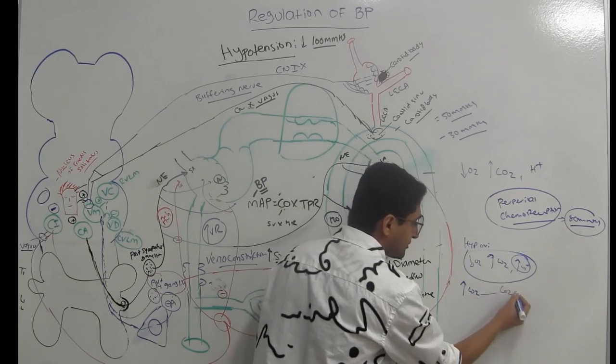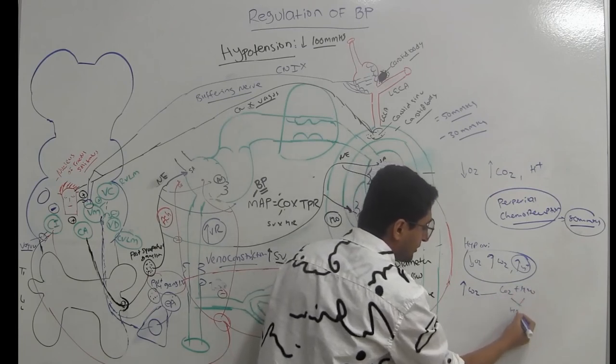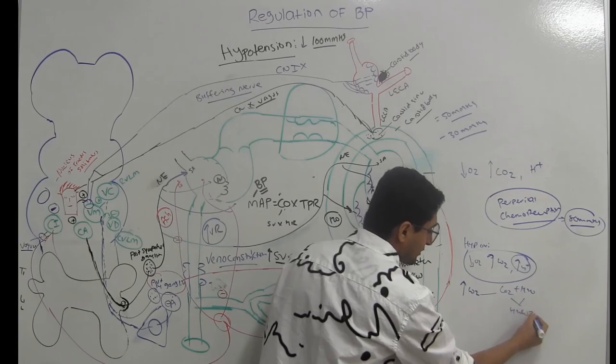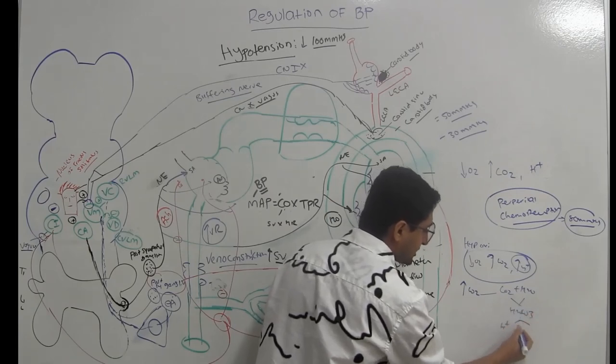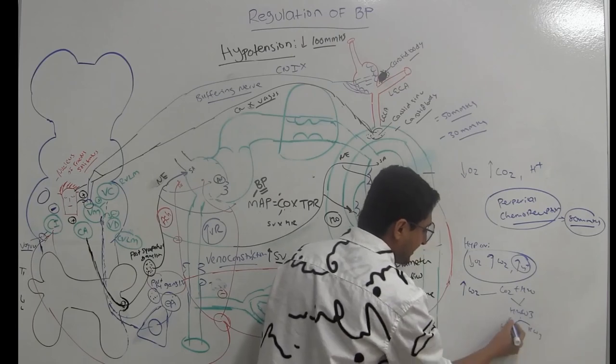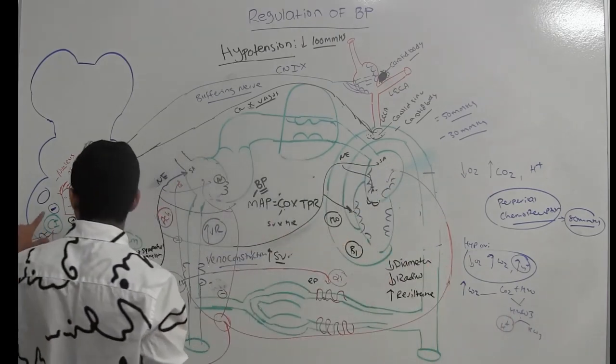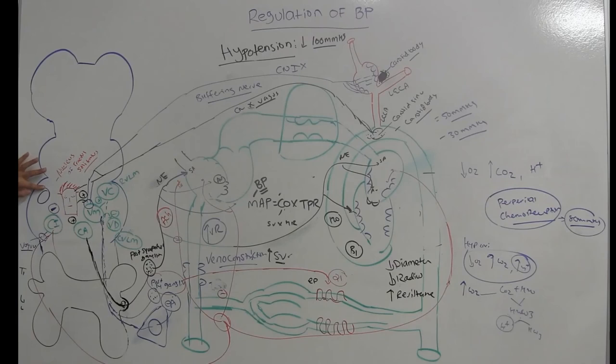Then this CO2 gets mixed with water, and it makes carbonic acid, H2CO3, and this H2CO3 breaks down into H+ and bicarbonate. This H+ is going to stimulate the central chemoreceptors. When they stimulate the chemoreceptors, this will stimulate the vasomotor center, but at the same time it will also stimulate the cardioinhibitory center. This is very, very important. It will stimulate the vasomotor center, and it will also stimulate the cardiac inhibitory center.